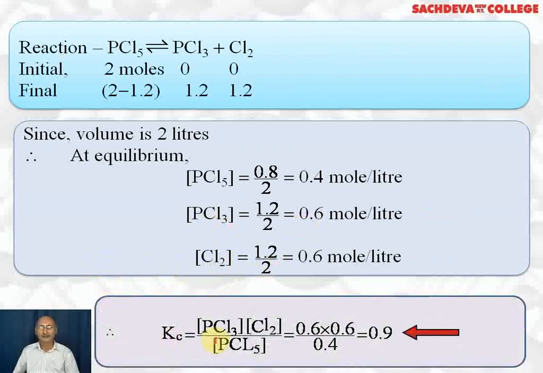Now Kc we have to find out. Kc is equal to molar concentration of PCl3 into molar concentration of Cl2 divided by molar concentration of PCl5. 0.6 into 0.6 divided by 0.4. This comes out to be 0.9, which is the correct answer.